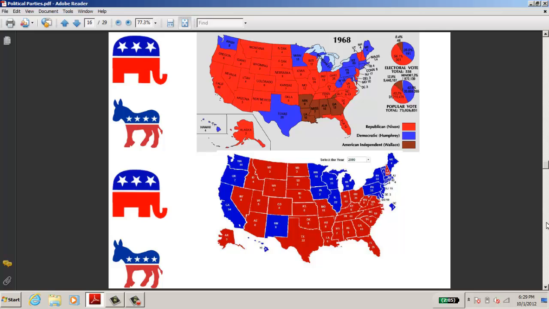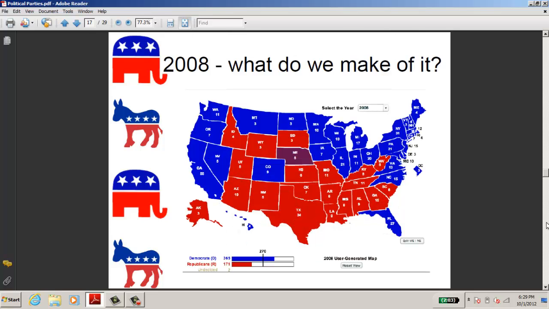And you could see in these two maps then the transition. So the South goes from being, in 1968, the South for the first time begins to become Republican instead of Democrat. And then if we think about where we are today with 2008, what do we make of it? Was this the death of the sixth party system and the potential creation of the seventh party system? Probably too early to tell.